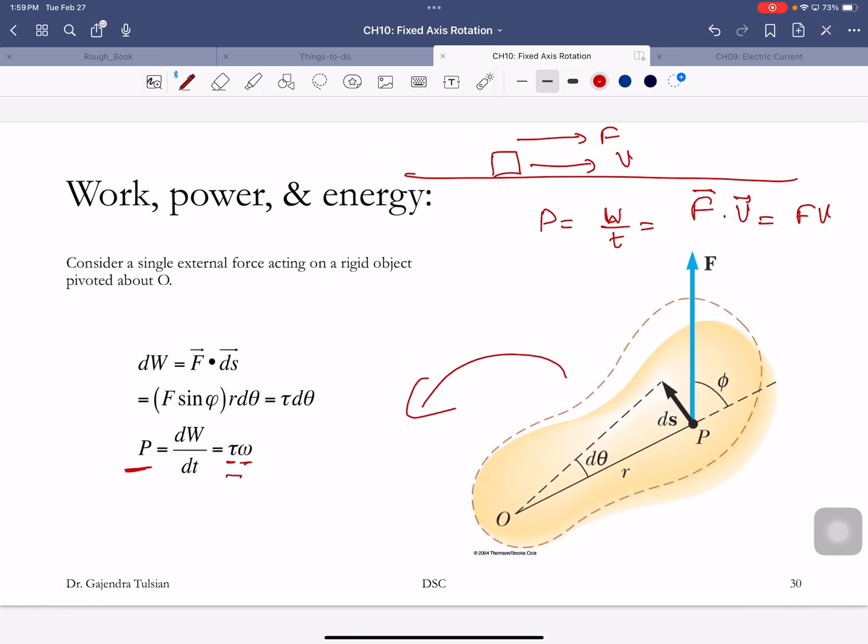So this is the parallel of that formula. Power was force times velocity. Power is now torque times angular velocity: force gets replaced by torque, and linear velocity gets replaced by angular velocity.